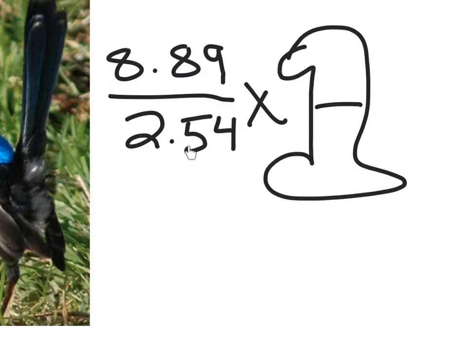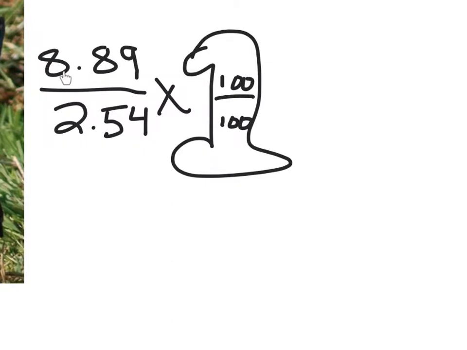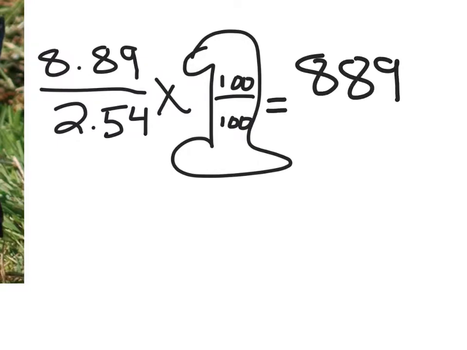And since this is in the tenths and hundredths column, I need to multiply this by 100 for my denominator, and whatever I do to my denominator, I got to have the same exact number for my numerator. Because I'm multiplying by 100 here and 100 here, that makes this fraction a 1, and if I multiply any number by 1, I get that same number. It just looks a little different. So I'm going to now multiply 8.89 by 100, and I will get 889.